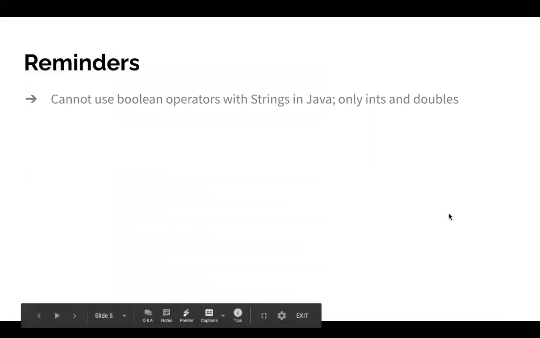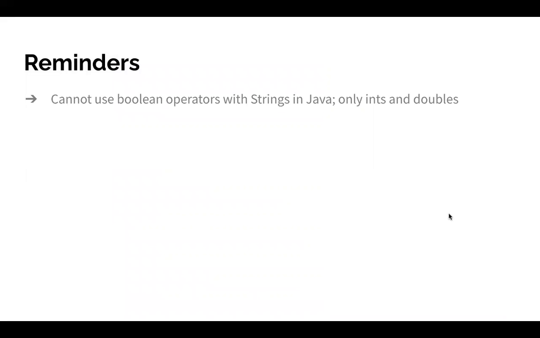Some reminders. First of all, you cannot use Boolean operators with strings in Java. So strings is where you can have your words, your special characters, all of that. Boolean operators cannot compare strings. You have to use the dot equals operator. We'll touch on that more later, but it's not a Boolean operator that you can use.